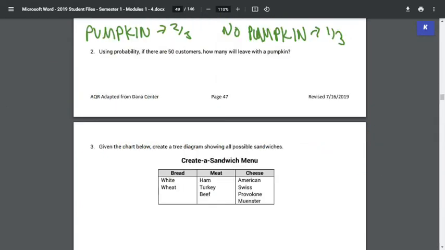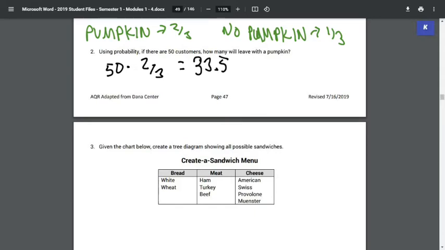All right, so taking a look at number 2, it says that if we have 50 customers, how many would walk away with pumpkins? So this is a really good real-world question here. So I'm going to take my 50 customers. The probability of one customer winning would be 2/3. So to figure out how many of those 50 would walk away with a pumpkin, I'd multiply those together. So when you do that, you get 33.5 right there.